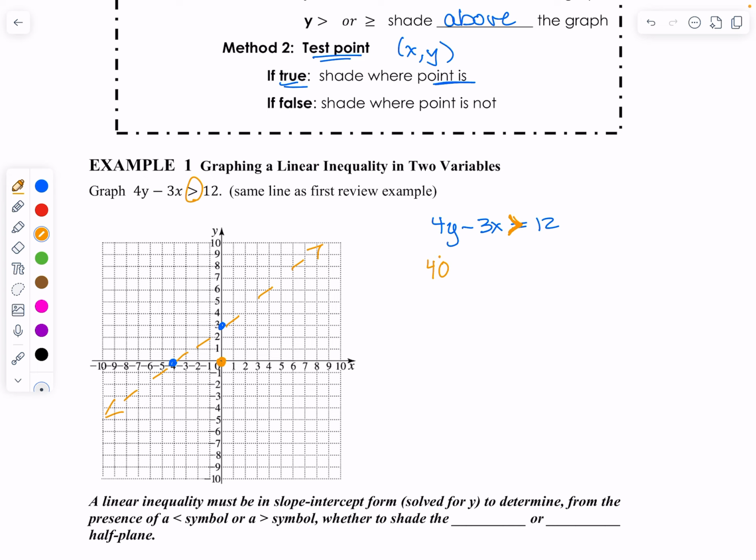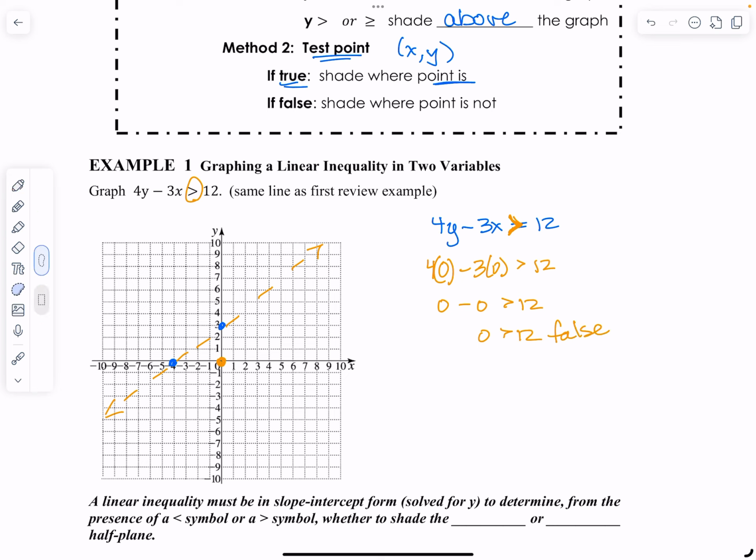4 times 0 minus 3 times 0 is greater than 12. 0 minus 0 is bigger than 12. Is 0 bigger than 12? Nope. That's false. So that means that where that point is, this whole side is not a solution. So it's going to be on the other side. So I'm going to shade on this side.